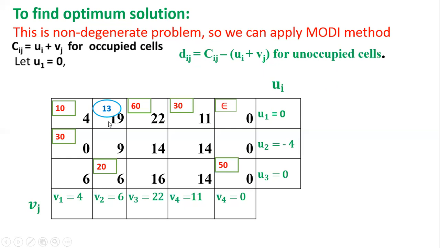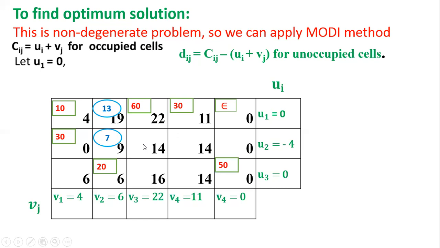Just simple: cij minus (ui plus vj). So cij value 19. 19 minus (0 plus 6). So 19 minus 6, balance 13. And the next value, do the same. The ui plus vj value is 4, 6 minus 4 is 2. So 9 minus 2 is 7.